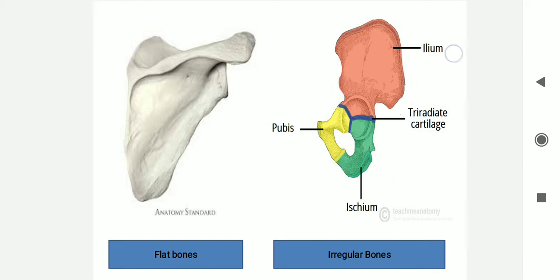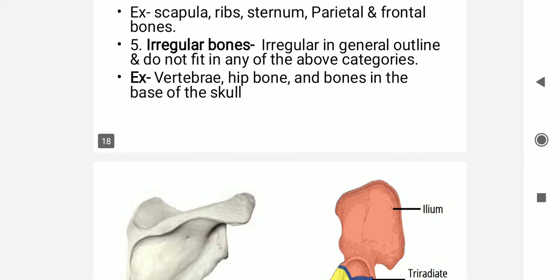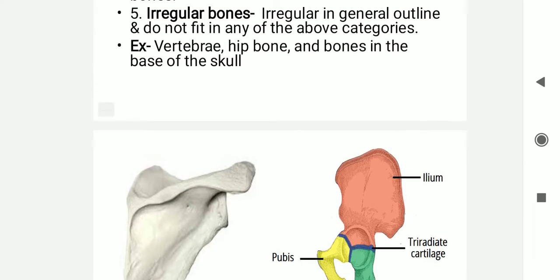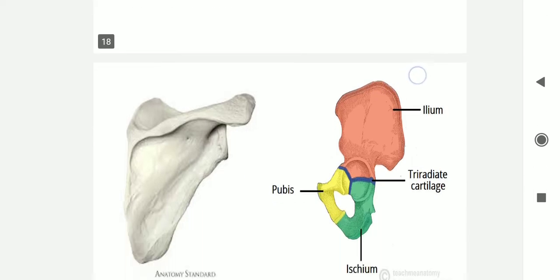Irregular bone. Irregular means irregular in general outline and does not fit in any of the above categories. Vertebra, hip bone, these are examples of the irregular bone. It is irregular in general outline and does not fit in any of the categories which we have discussed, like short bone, long bone, flat bone, etc.